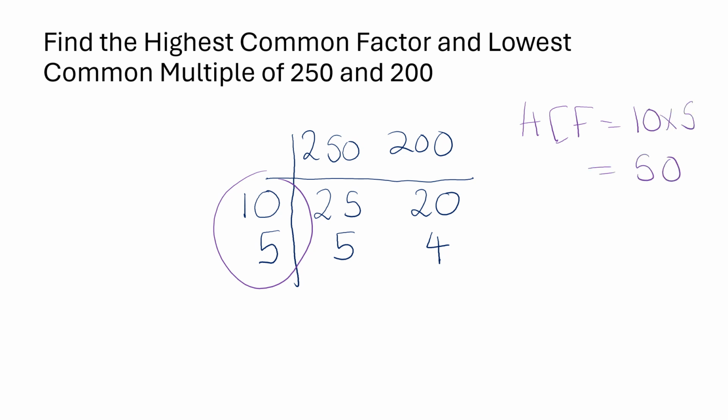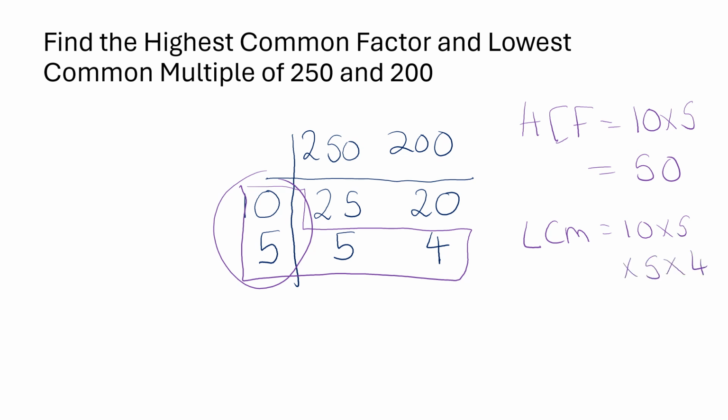And again, let's look for that L shape. There's the L shape there. So the lowest common multiple is 10 times 5 times 5 times 4. So what's that? 50 times 20, so 1,000. Again, you can see it's pretty quick.